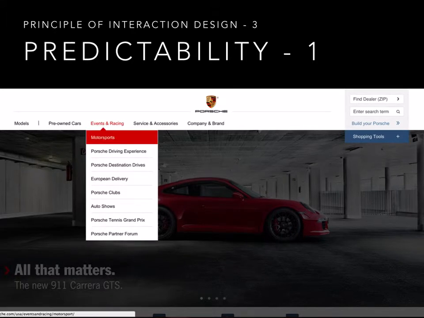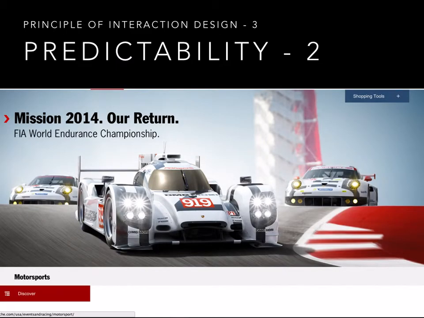So right here, I go into predictability. So I highlight the motorsports and click on that, and I automatically know what I should be seeing should be something to do with Porsche's racing current and history, which is exactly what you find. So you come in here, and obviously the main slide when you open it up is about their 2014 FIA World Endurance Championship. They have several different types of cars entered here. As you can see, there's one that's a pure race car. You got a couple 911s in the background behind it.